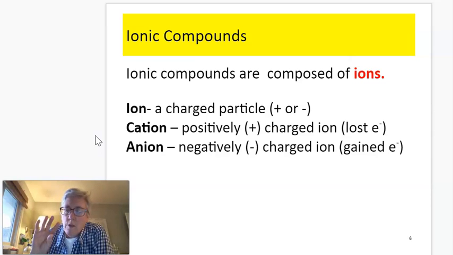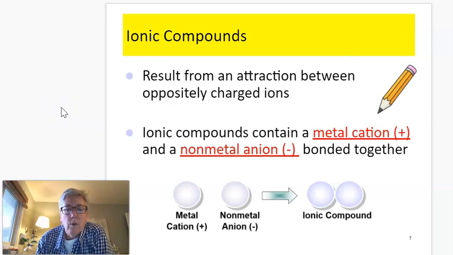In other words, there's an imbalance of protons and electrons on an atom, resulting in a charge. So ions can be either positively charged or negatively charged. And when those things are attracted to each other, because opposites attract, they can make a bond and form what's called an ionic compound. An ionic compound results when a metal cation, a positively charged ion, bonds with a nonmetal anion, which is negative. So a positive thing binding to a negative thing gives us an ionic compound.